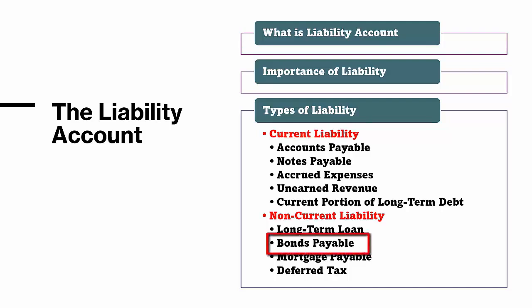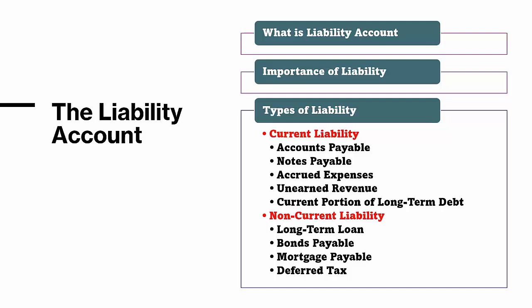Bonds payable. If the business issues bonds to raise money, the bondholders are creditors. The amount owed to bondholders is recorded as a long-term liability. Mortgage payable. A specific type of loan secured by property, like real estate. The mortgage is paid back over several years, making it a non-current liability. Deferred tax liability. Sometimes the business delays paying certain taxes due to timing differences between tax and accounting standards. The tax that is due in the future is recorded here.